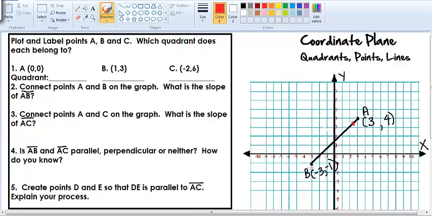So I know for sure that B and A are whole number points, so I'm going to use them. How do I go from B to A? Well, I can go up.